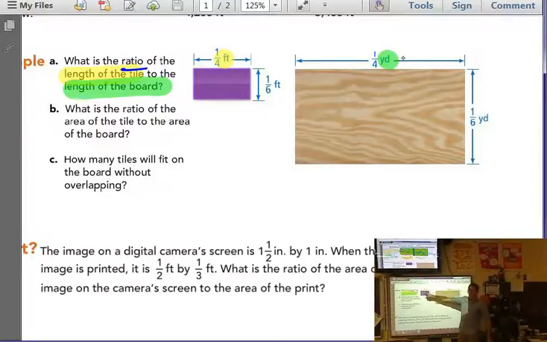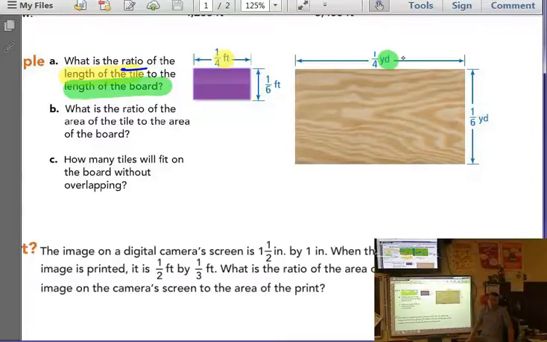So feet into yards, how many feet are in a yard? 3. So here I would have to actually divide by 3, because if you want to know how many yards, 1 foot is 1/3 of a yard. So it would be 1/3, division by 3. To turn yards into feet, I would get to multiply by 3.